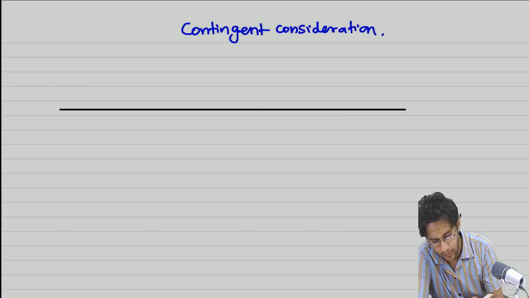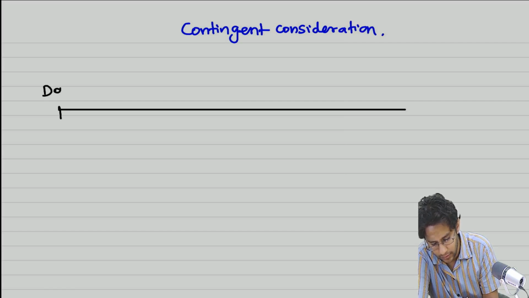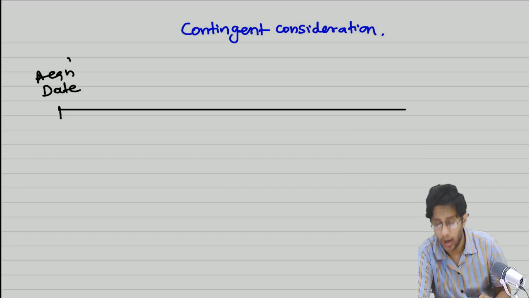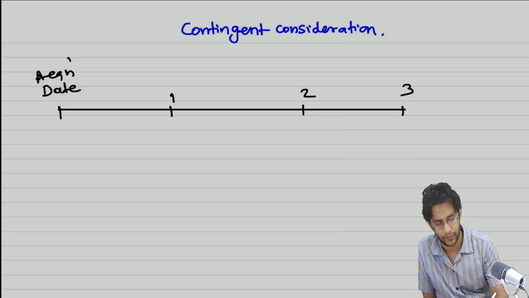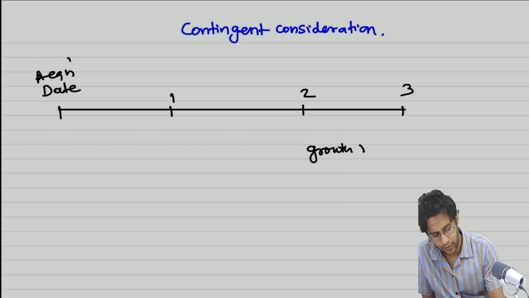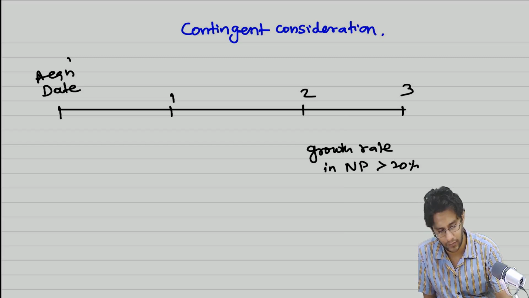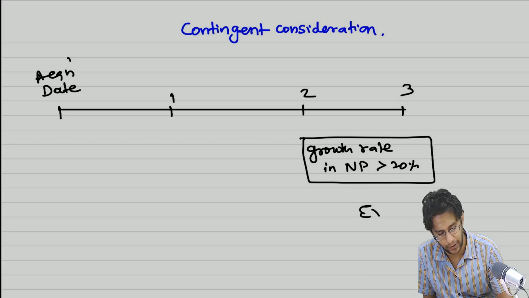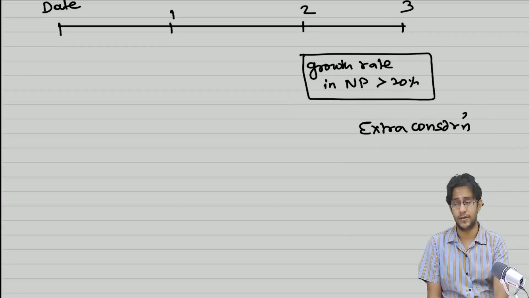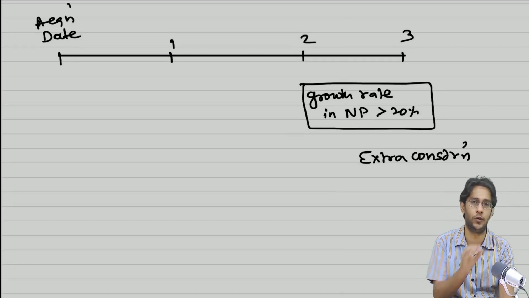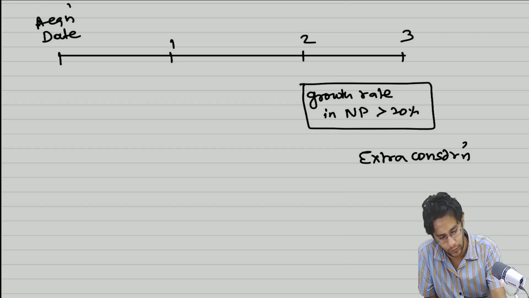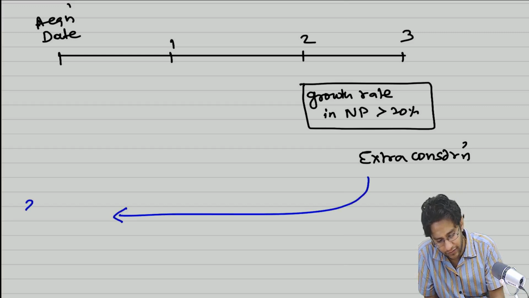Suppose, sir, today is the acquisition date. I tell the acquiring company that let's wait for 3 years. If the growth rate in net profit exceeds 20%, we will pay you some extra consideration. Whatever the standard says is, since this is not a certain amount which you are going to pay, there is no need for you to recognize the entire thing at present value. So for this, go and determine the fair value as on today.